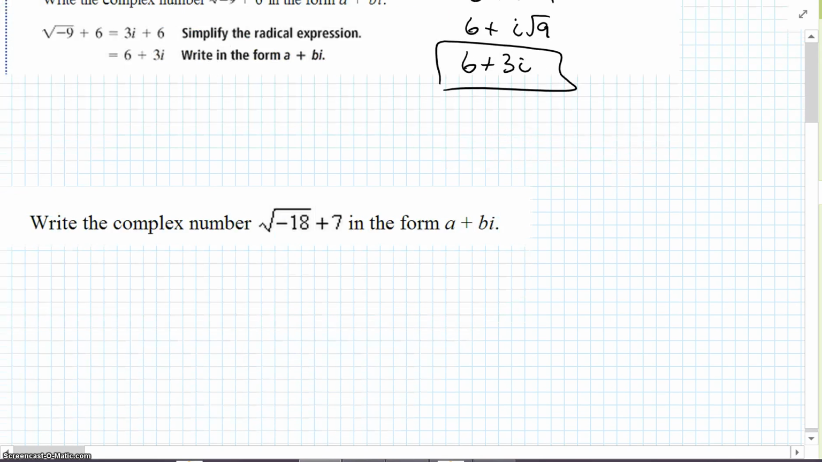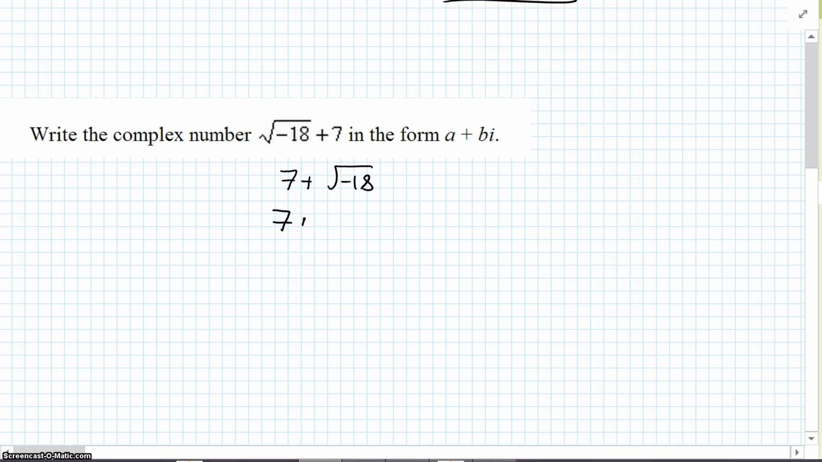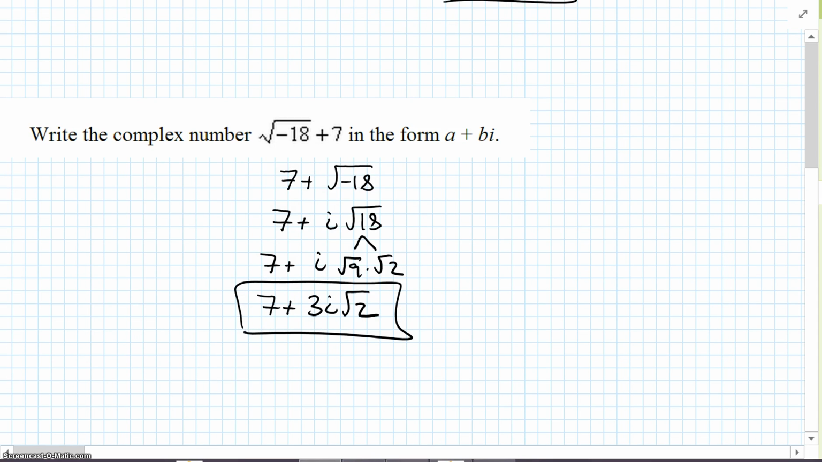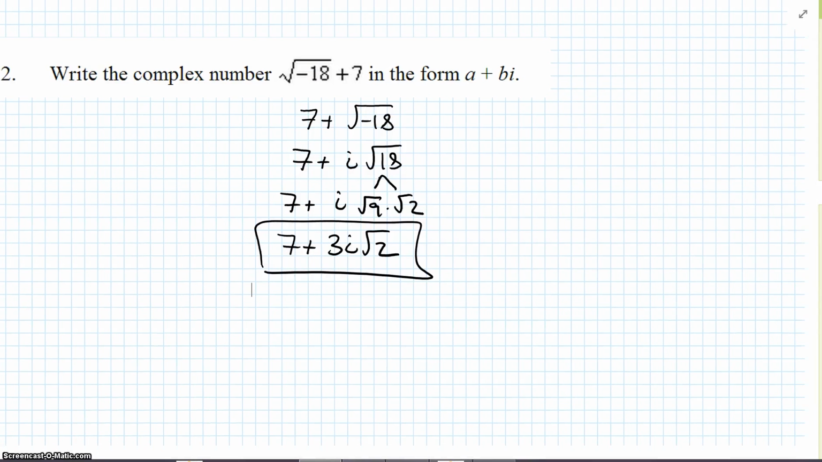Write a complex number in the form a plus bi. Well, I could rewrite this as 7 plus the square root of -18. So I could say 7 plus i square root of 18. Square root of 18 is the same thing as square root of 9 times the square root of 2. So I can say 7 plus, square root of 9 is 3, 3i times the square root of 2. Okay? Moving on.